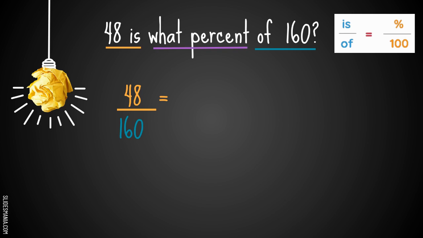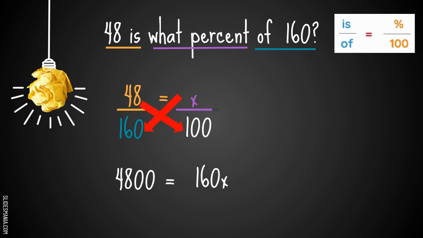What percent? We don't know. No sabemos el porcentaje. So put the variable x. And don't forget about the 100. Now you got it. Cross multiply. Multiplicamos. 48 times 100 equals x times 160. Now let's solve. Resolvemos. X equals 30.